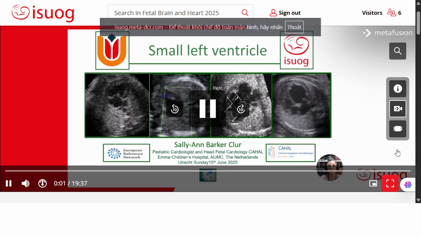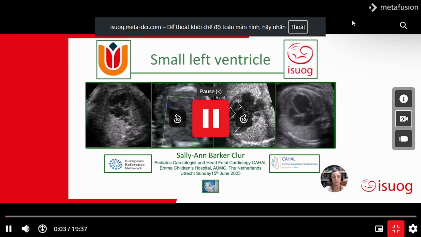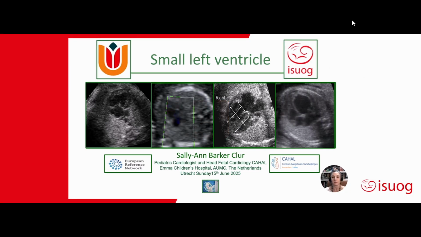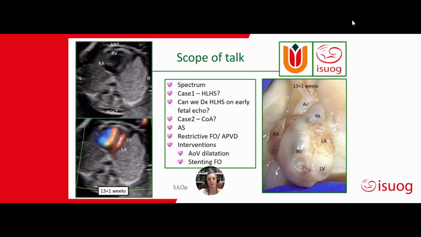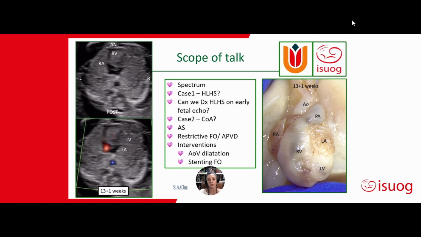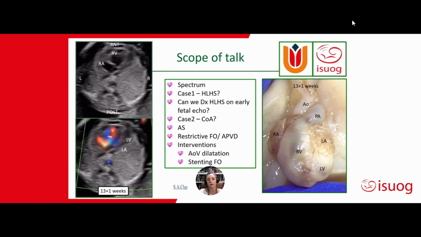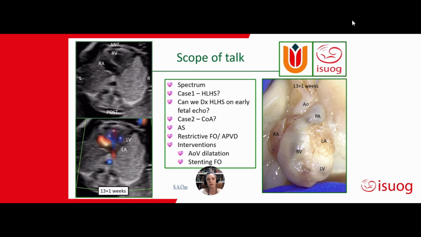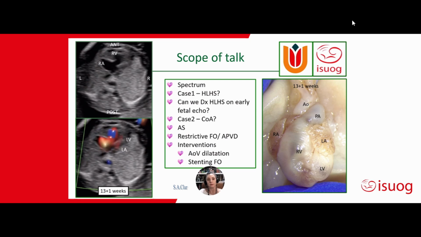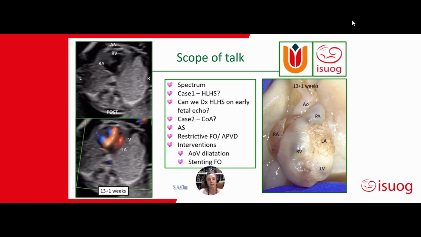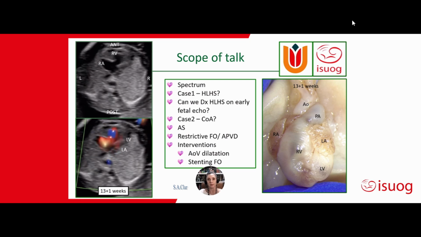I've been given the daunting task of telling you about the small left ventricle in 20 minutes. I will try to show you the spectrum of hypoplastic left heart syndrome, coarctation of the aorta, aortic stenosis, and to tell you something about the importance of the foramen ovale and the interventions that are possible in these cardiac defects.